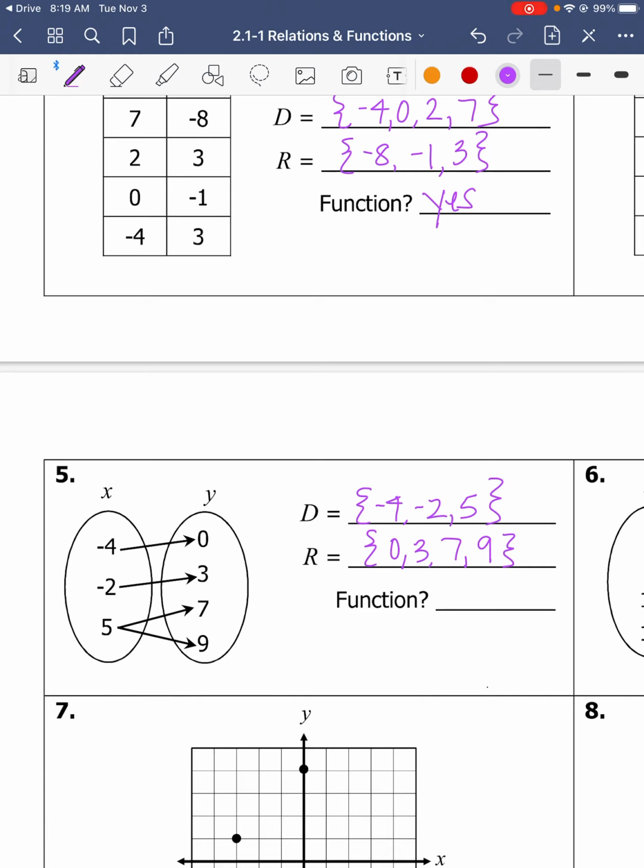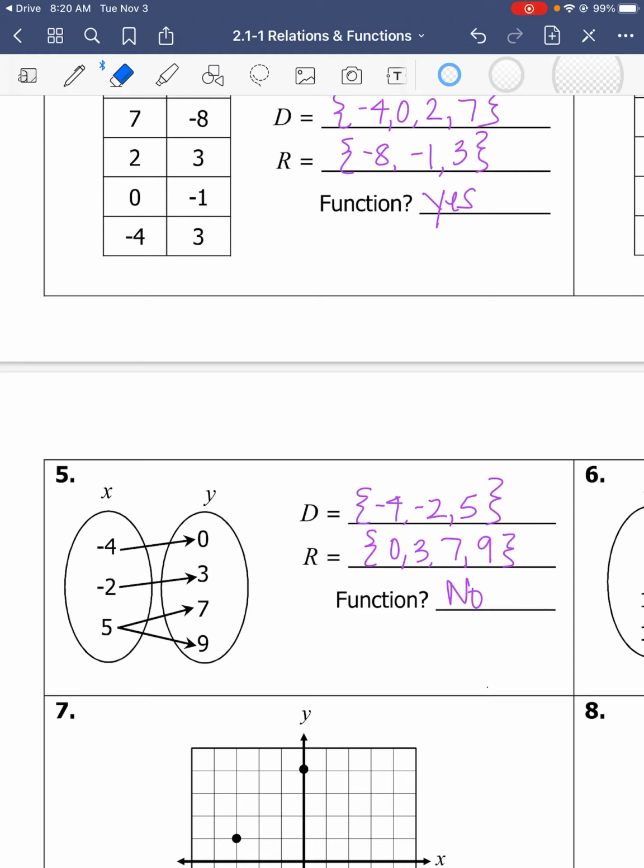Okay, and is this a function? We're looking for an x value that has more than one y value, and you can see right here this 5 is being paired with 7 and it's also being paired with 9. So that means that no, this is not a function because there's more than one y value to a single x value.